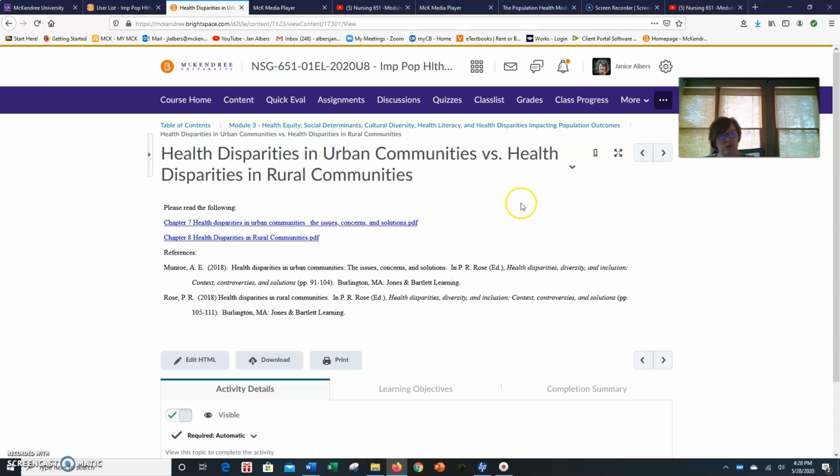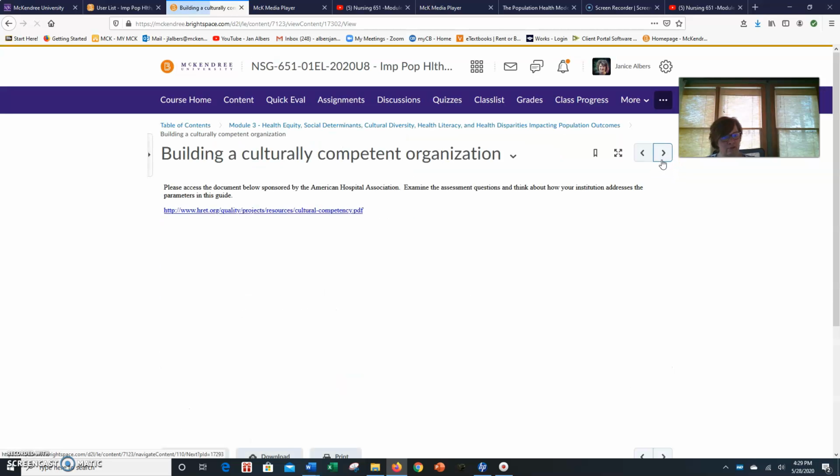Then we're going into urban versus rural community disparities. And again, this is a real important facet to examine. It really does matter where one lives as far as the experience of health. Again, there are some resources, some chapters for you to peruse that will help you in completing the discussion boards and to really dive into future work as well.